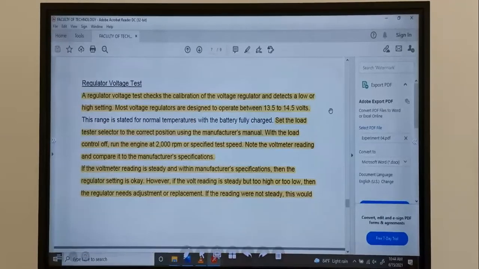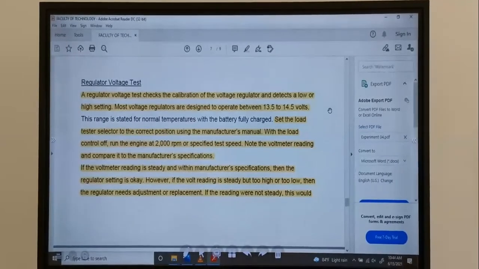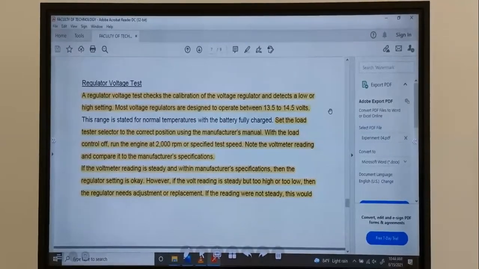Next is the regulator voltage test. Most regulators are designed to operate between 13.5 and 14.5 volts. Here also, set the load tester to the correct position according to the manufacturer's manual. With the load control off, run the engine at 2000 rpm or the specified test speed. Note the voltmeter reading and compare it to the manufacturer specification.